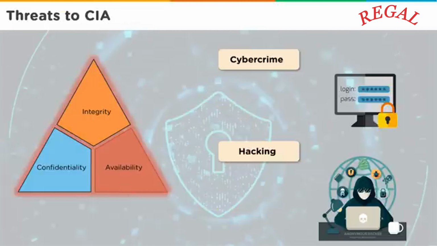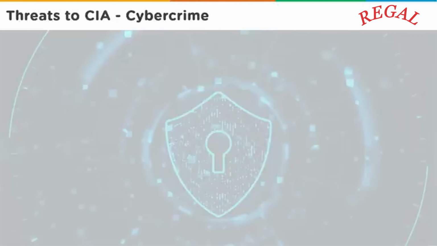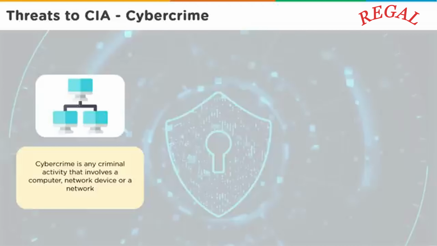Now, when we talk about threats to CIA, the confidentiality, integrity and availability, we talk about them in two different parameters, cybercrime and hacking. So, what is cybercrime? Cybercrime is any criminal activity or any unauthorized activity that would involve the usage of any computing device which would result as a security incident at the victim's end.